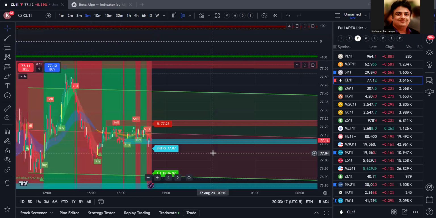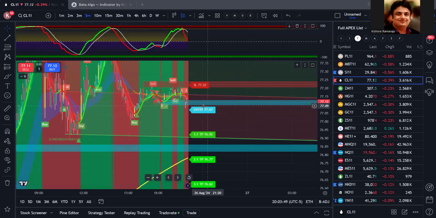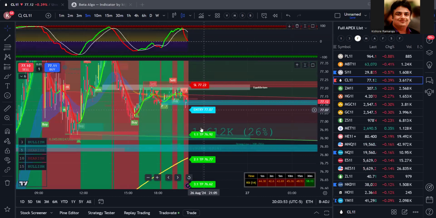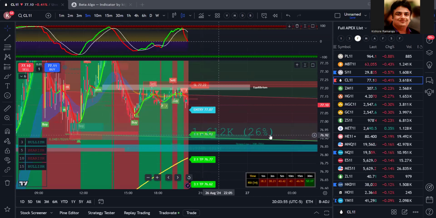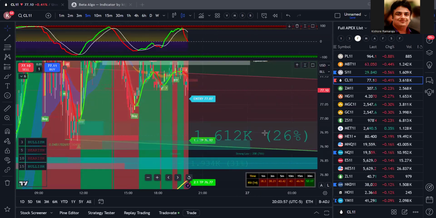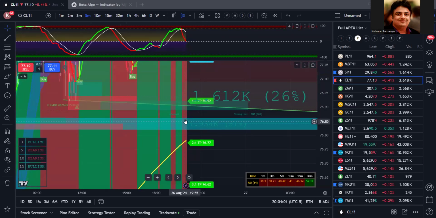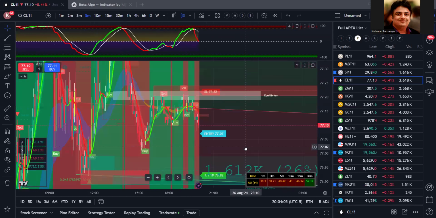Crude oil also, right? If it goes below 77, then it can come all the way to 76.92, because there is a buy order block here and also here. It may not go all the way to 76.77.